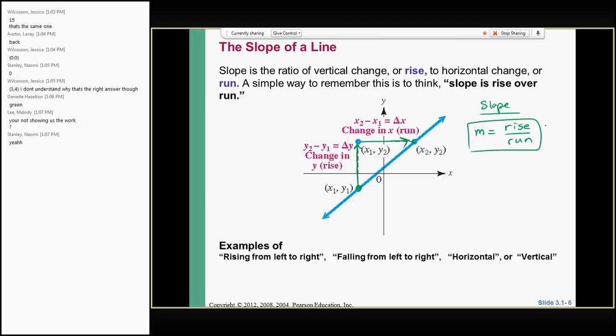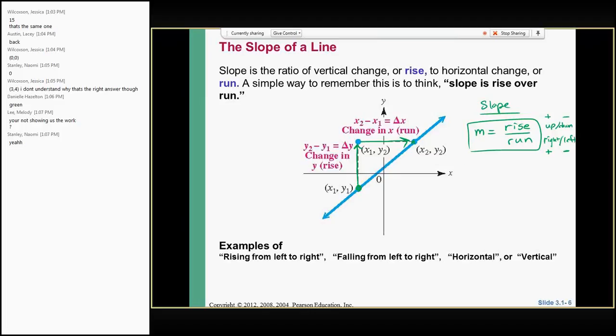Rise is up or down, and run is right or left. If it's positive, it's right. If it's negative, it's left. If it's positive, you go up. If it's negative, you go down. Okay, that's rise over run, essentially.